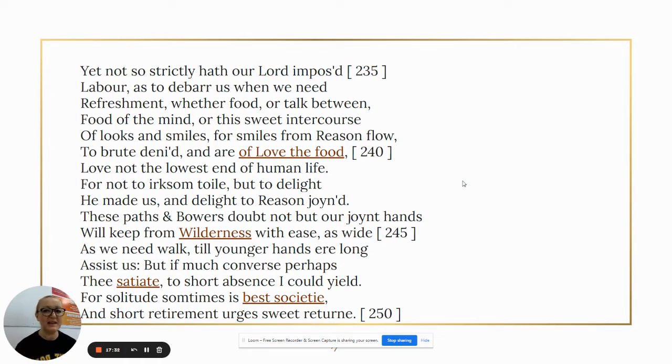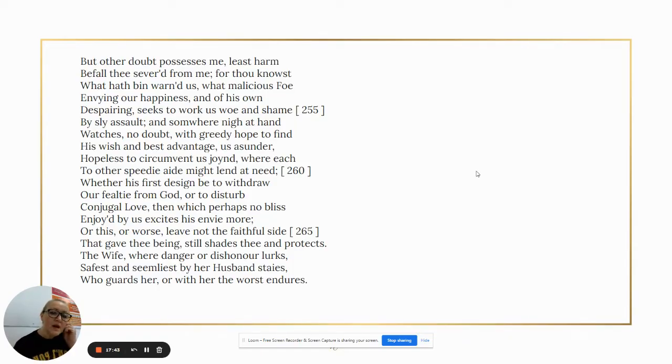And I can't help but hear that Adam is wanting Eve to reply, oh, no, it's not that I've had enough of you. I love talking to you. She's got no choice. Who else is she going to talk to? But he says, look, let's be honest. There are other things that are worrying me here. We've been warned, haven't we, that there is a malicious foe who envies our happiness, and due to his own despairing, seeks to work us woe and shame.